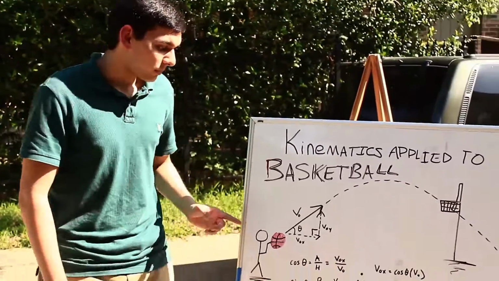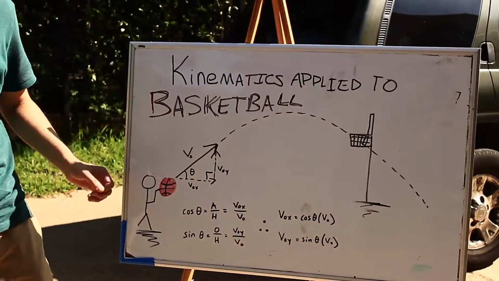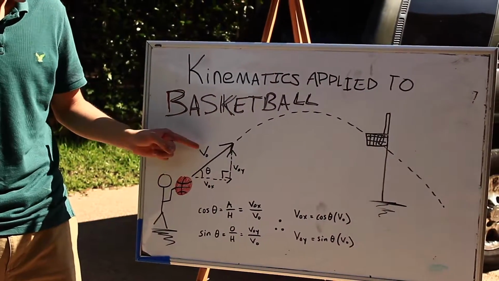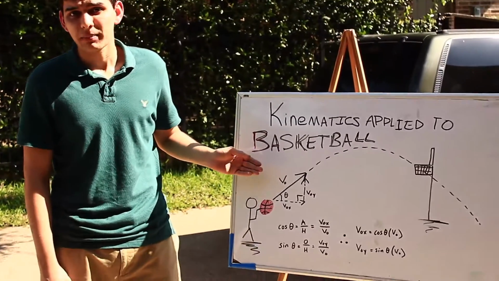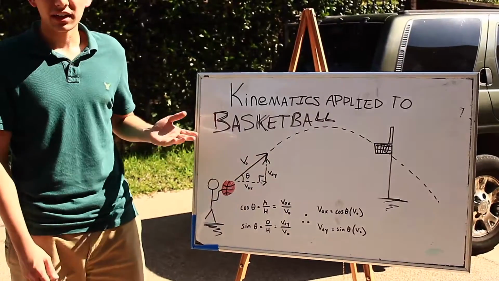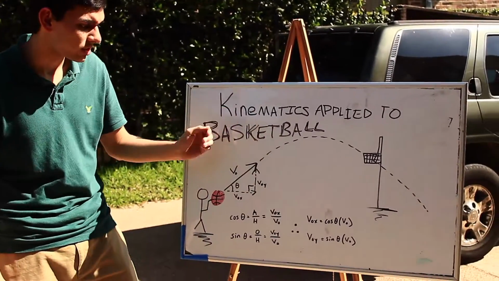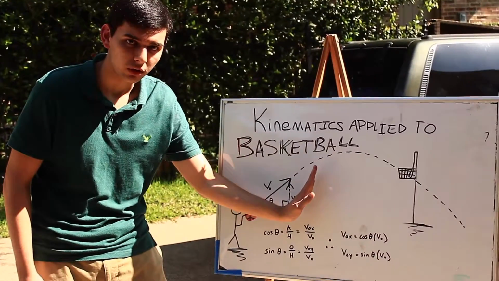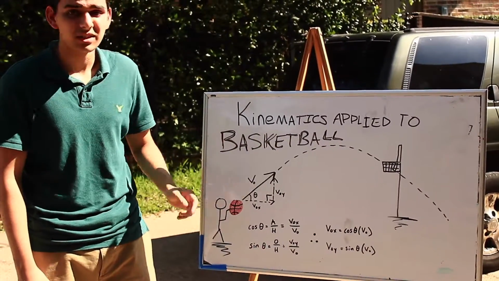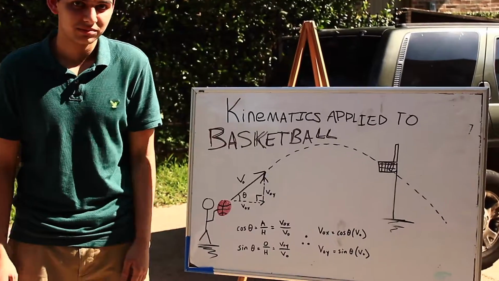When you shoot a basketball, you're essentially creating a projectile launched at some angle with some initial velocity. This initial velocity is a vector quantity. It has both a magnitude and a direction. And because a basketball shot occurs in two dimensions, we must break this initial velocity vector into its horizontal and vertical components because both of these components must be evaluated separately.